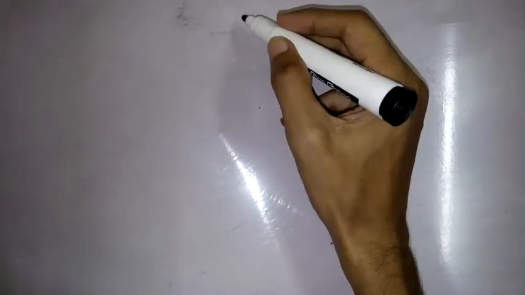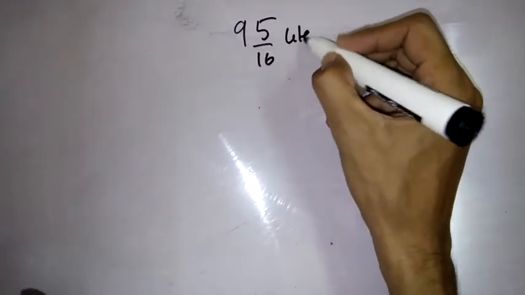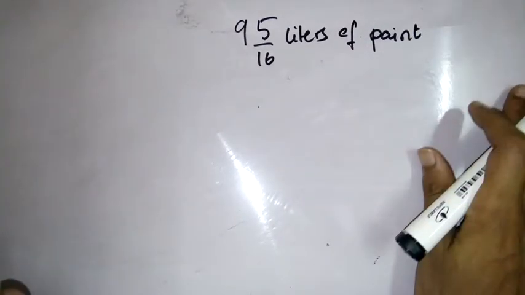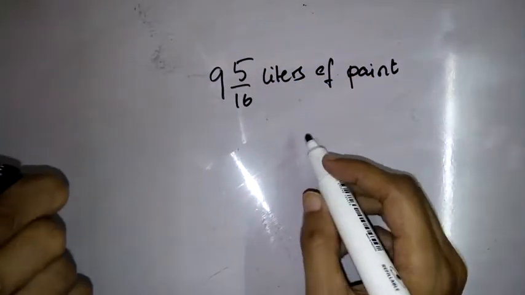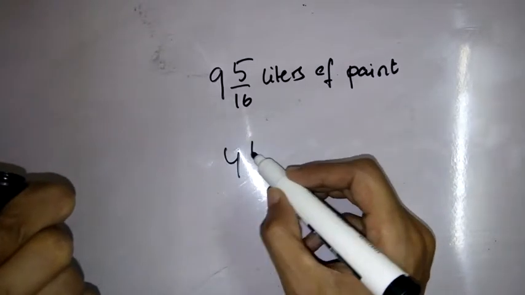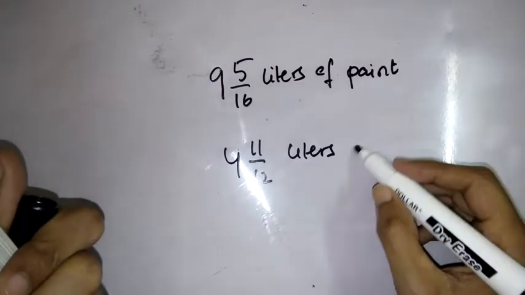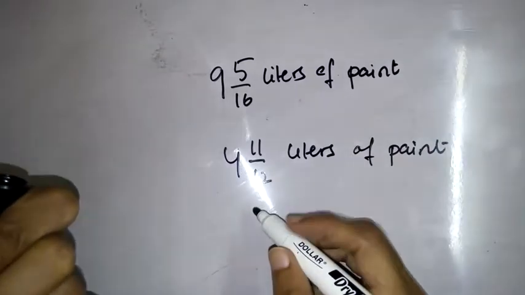So now we have a question, and the question is about John, right? So John has 9 5/16 liters of paint, and he uses 4 11/12 liters of paint. And the question is, how much paint has he left?